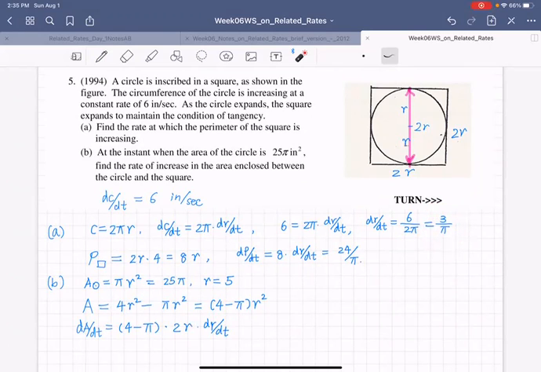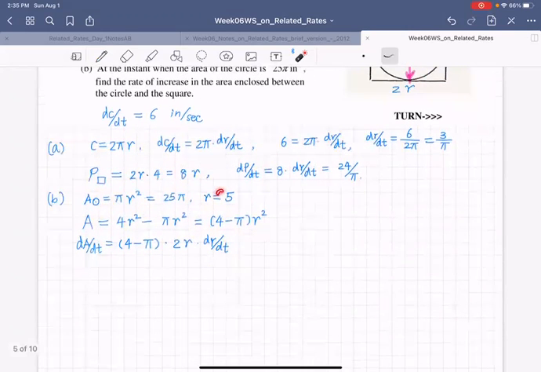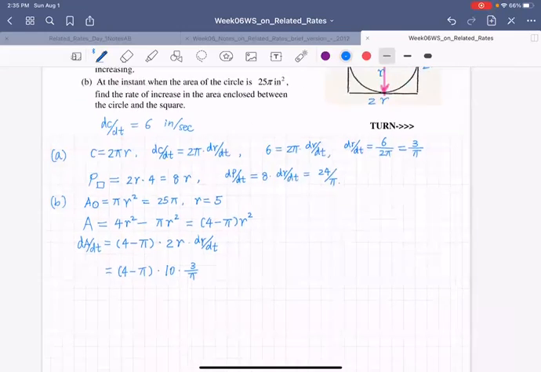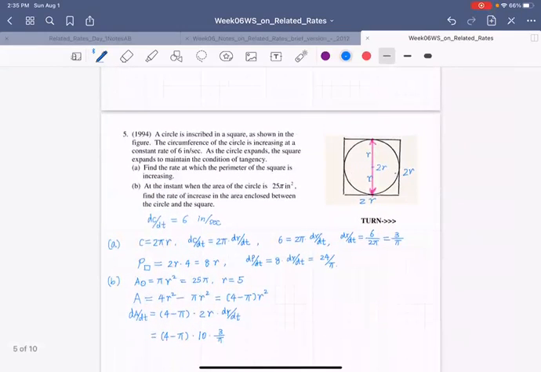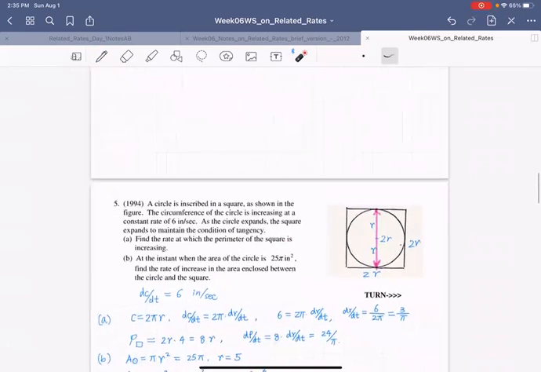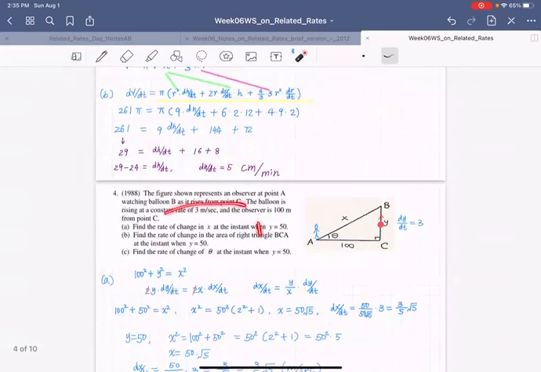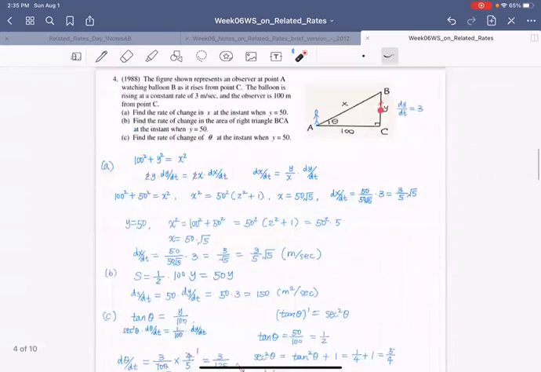So we know the dr over dt. And how much is the r? We already calculated, yes? Right, so we can plug in. So it would be minus pi times 10 times 3 over pi. There you go. That's the answer. Okay, makes sense now? You see, in 1994, I don't think this question is harder. I think this one might be a little bit tricky. Okay.